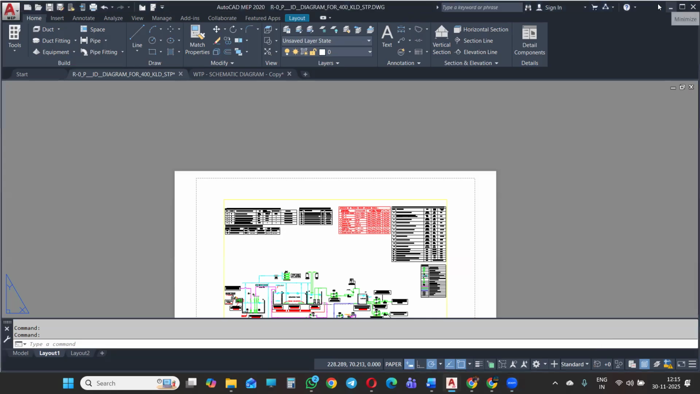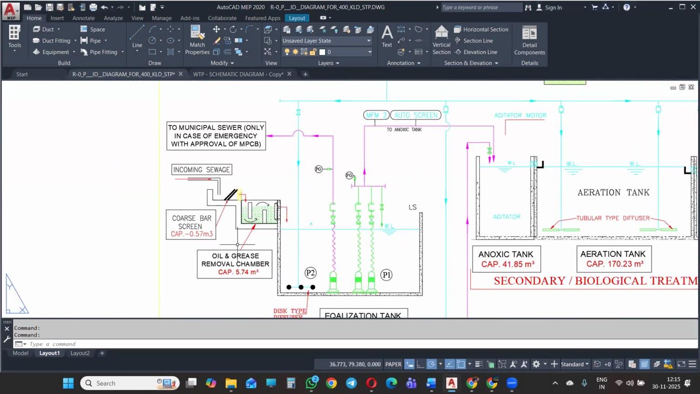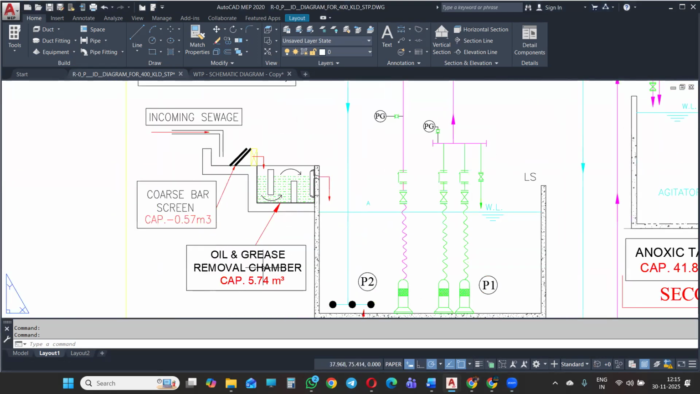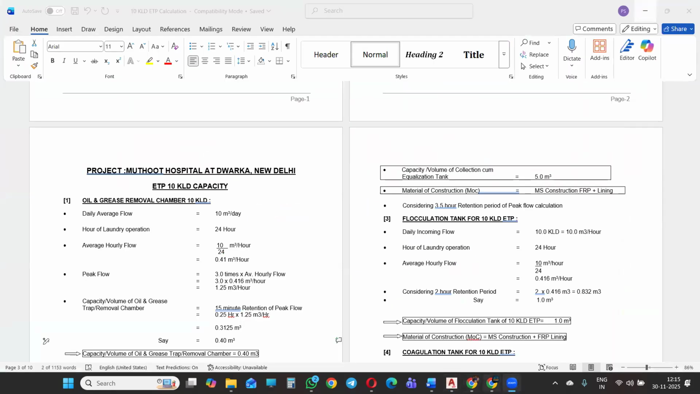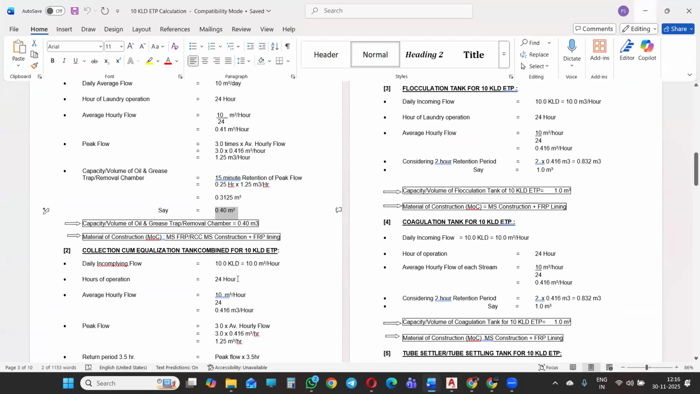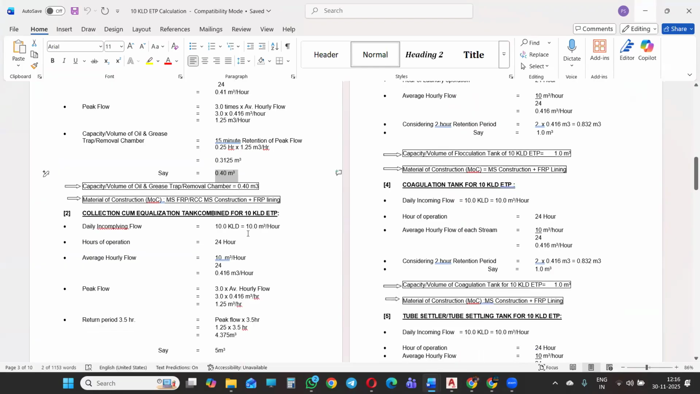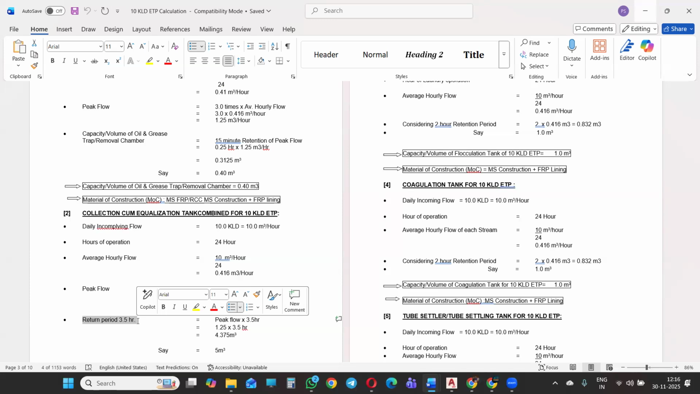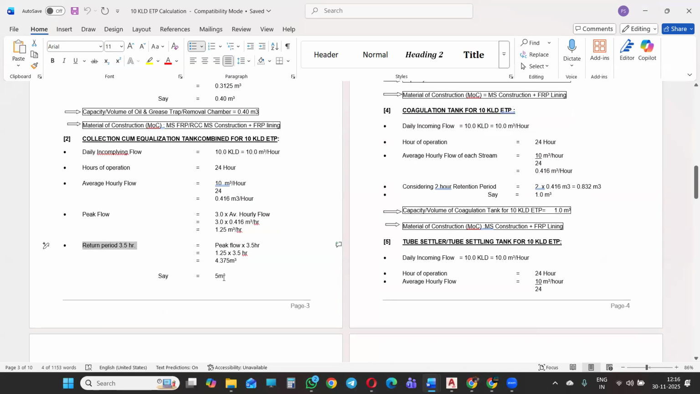Now, like this, the tank capacity is the oil and grease removal chamber. The capacity that is going to come, I will mention here. Like the second point, the collection equalization tank, divided by 24. Again, peak hour is there, but here the retention period is 3.5 hours. Retention time means the flow that is going to come, I will hold for 3.5 hours before the next treatment. That will become around 5 meter cube per hour.